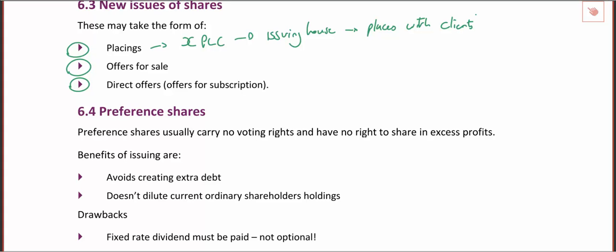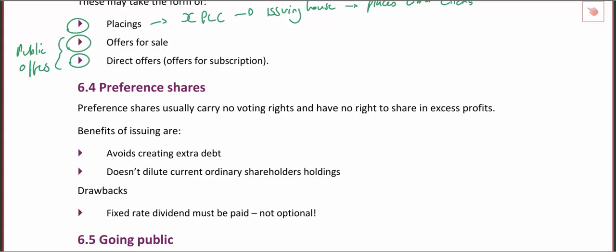Offers for sale and direct offers then are public offers. They are slightly different in their approach, but still end up with the public buying your shares. With an offer for sale, again, we go via an issuing house. It gives us a bit of protection, and then they sell on to the public. Or a direct offer is where we just go straight from X PLC to the public. Obviously that's a bit more risky, so you tend to find that that's for more well-known companies.